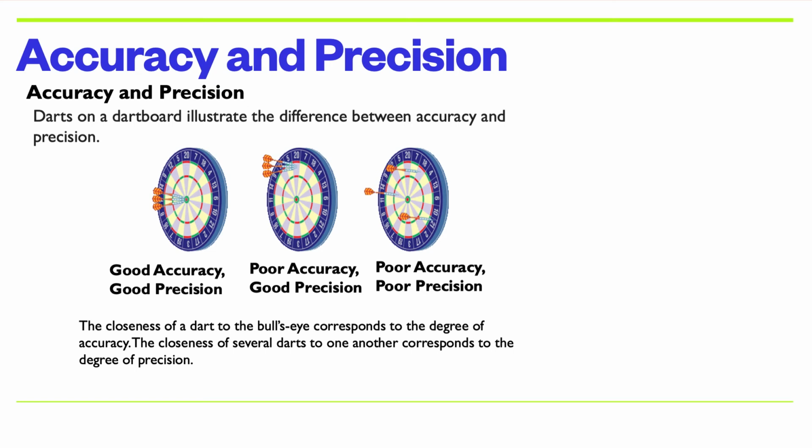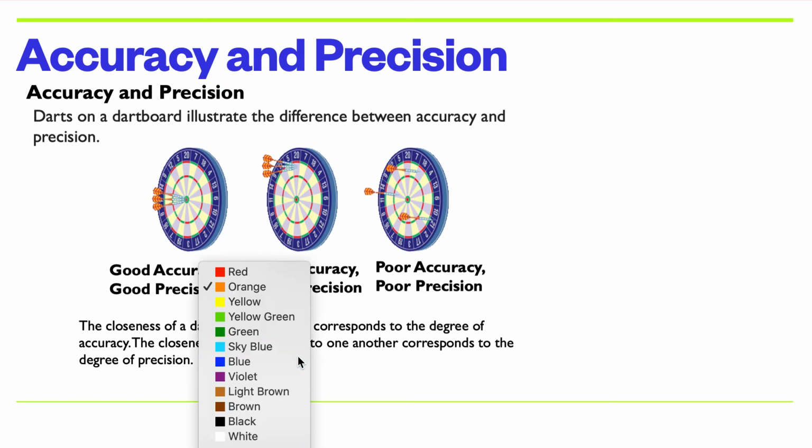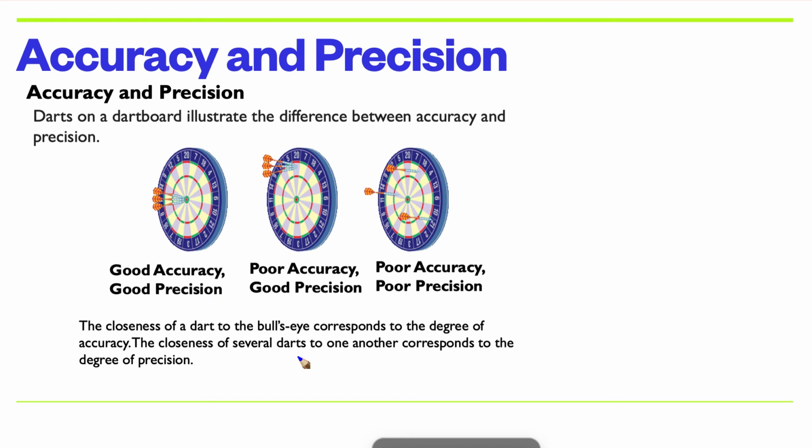We know that playing darts, our accepted value, our target value, is the bullseye. This thrower had 3 throws, or 3 trials. We can see all 3 of his throws landed right at the bullseye. So he's very accurate, so good accuracy.